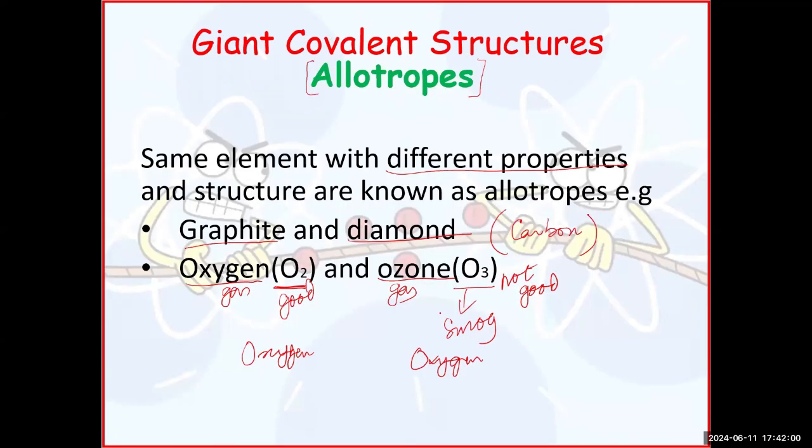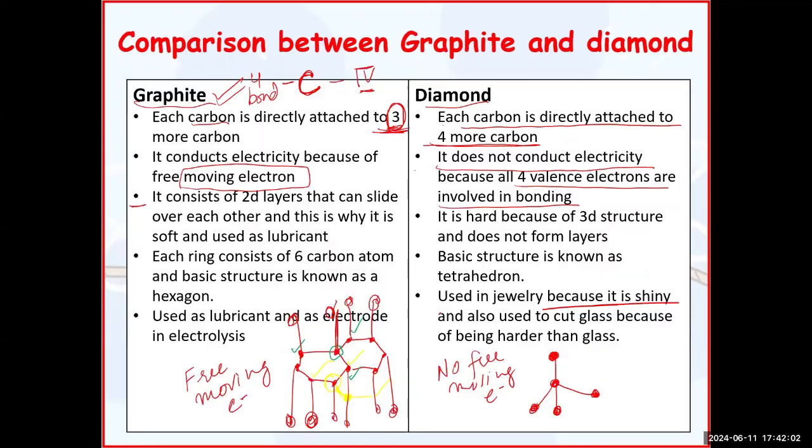And hence the structure says that each ring that we are making consists of 6 carbon atoms, and the basic structure is known as hexagon. This is about structure, but I want to actually tell you about the sliding of sheets. The structure is causing it to become a lubricant because the hexagon sheets can slide over each other. That is why it works as a lubricant.